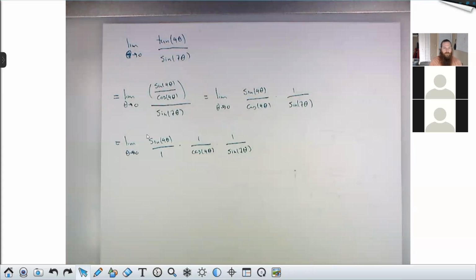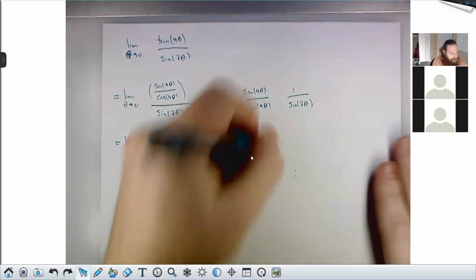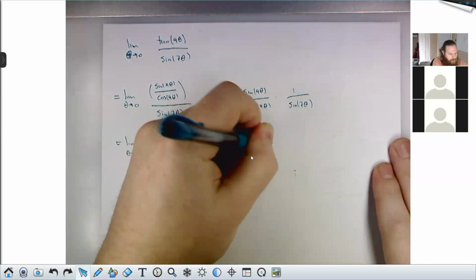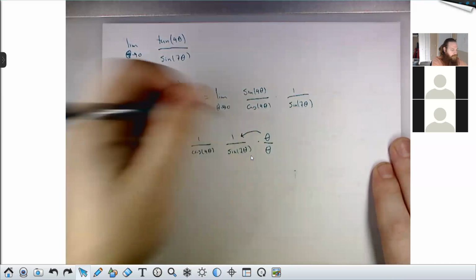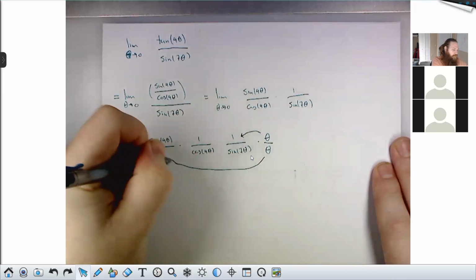And now with each of the sine pieces, my goal is to use that special trig limit, the sine x over x. So I need a 4 theta down here to pair with the 4 theta up here. And I want a 7 theta up here to pair with the 7 theta down there. So first what I would do is I'd say I'm going to multiply by theta over theta. One of these, the upstairs one, I'm going to put over here. And the other one, the downstairs one, I'm going to put over here.